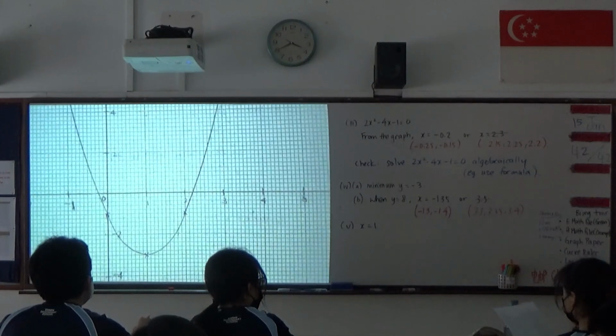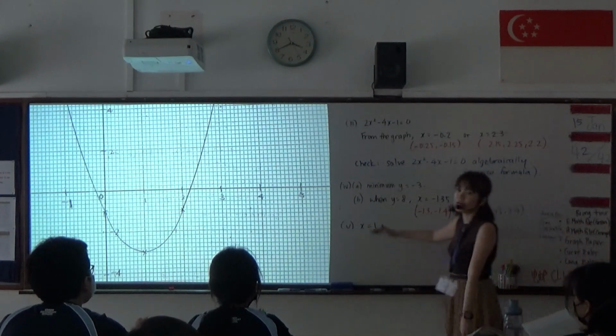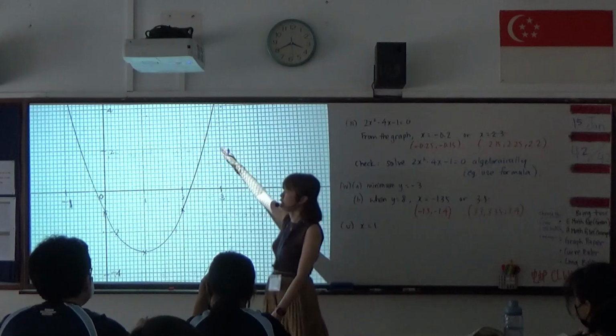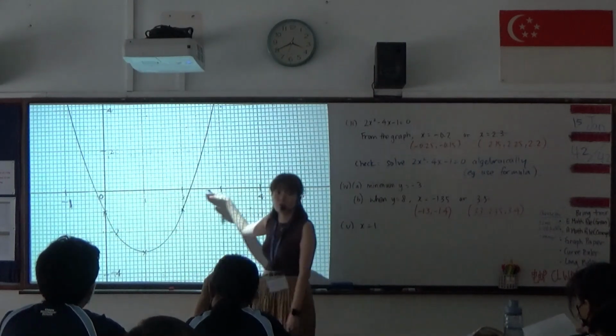What is the equation of the line of the x-axis? y equals 0, right? Okay, so actually what are we saying? We are saying the intersection between the curve and the horizontal line y equals 0.